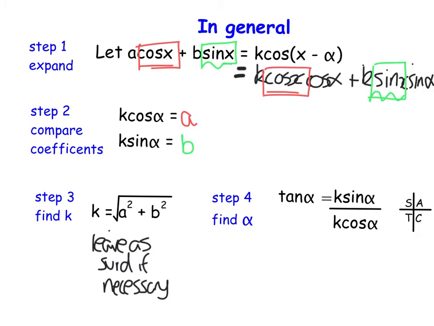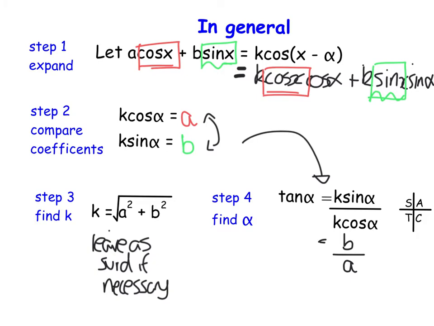Now see, this takes us back to knowing that tan is sine over cos. So tan alpha is k sine alpha over k cos alpha, and the k's will cancel out. Now sine alpha we had over here was the b. So sine alpha is b, and cos alpha is a. So you'll take these two numbers here, put them into here, and then do shift tan of that and you'll get your answer.